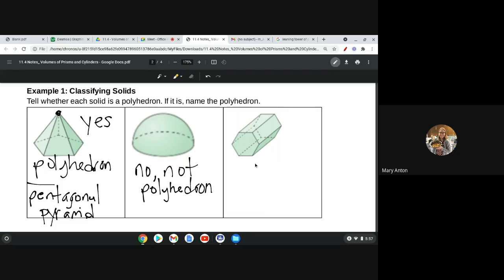And this next one, is this a polyhedron? Are all the faces polygons? Yes. It is. All of the faces are either rectangles or hexagons, so it is a polyhedron. And now, is this a prism or a pyramid? It's a prism because it has two bases, two hexagon bases, so we can say this is a hexagonal prism.